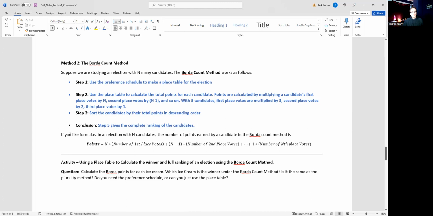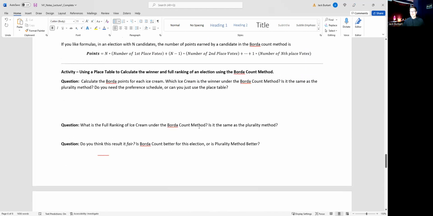All right. So if you like formulas, in an election with n candidates, the total number of points earned by a candidate in the Borda count method is given by this. We multiply the number of first place votes by n, and then we let n decrease by 1 as we go down in the votes. So n times the number of first place votes, n minus 1 times the number of second place votes, and so on, down to 1 times the number of nth place votes. We just keep on going. Like I said, it'll be a little more clear when we study an example. And let's go ahead and do that. In this activity, we'll use a place table to calculate the winner and full ranking of an election using the Borda count method.